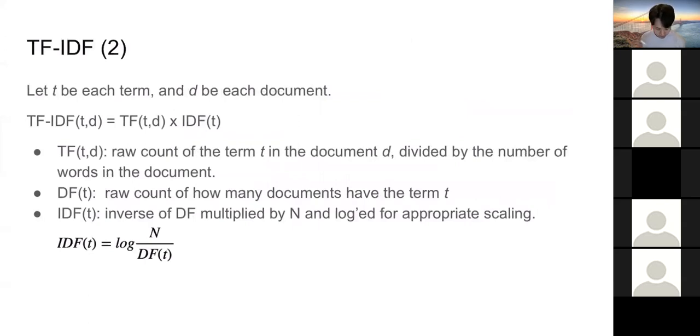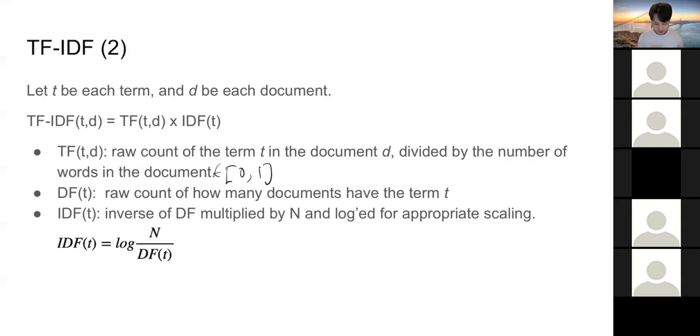TF-IDF is the multiplication of the TF and IDF scores. That's why it's called TF-IDF. TF is term frequency: the raw count of the term t in the document d divided by the number of words in the document. So it's just a number between 0 and 1, because we are dividing the count of a certain term by the count of every word. It will be high if the term occurs often. If we have a 500-word document and the word appears 100 times, then this TF will be 0.2, because 100 divided by 500. So TF is just a value between 0 and 1.